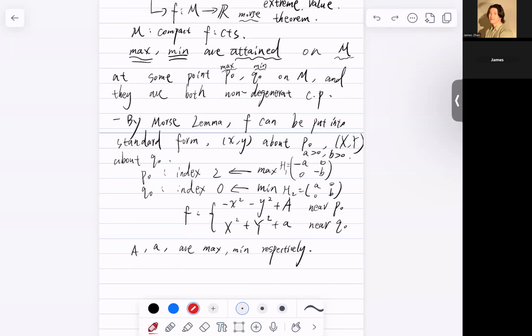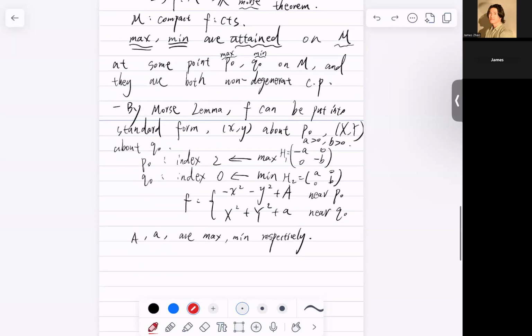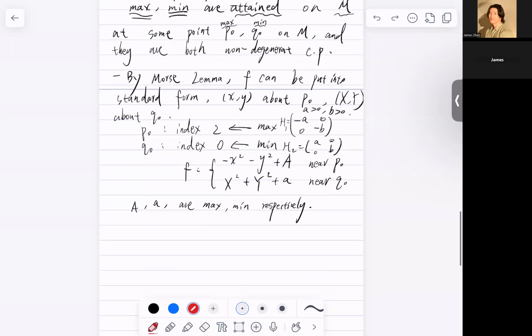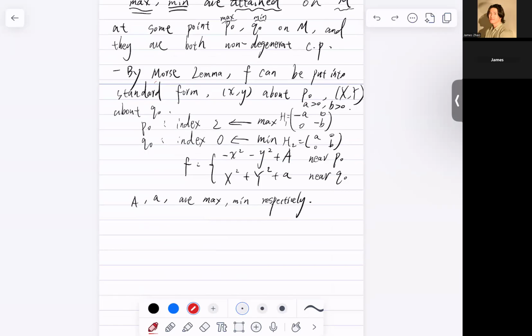Let's say there exist some two points, P naught and Q naught, on this manifold, and they're both non-degenerate critical points. And by the Morse lemma, we know that F can be put into a standard form. So what is that standard form? Maybe you look back into lecture 2, lecture 3, we know what the standard form is through the Morse lemma.